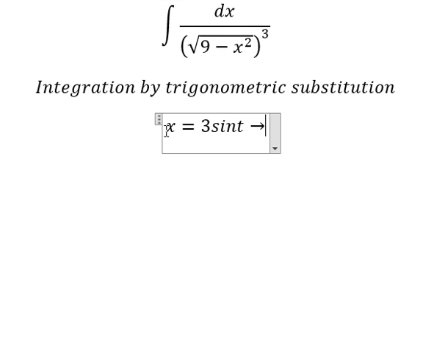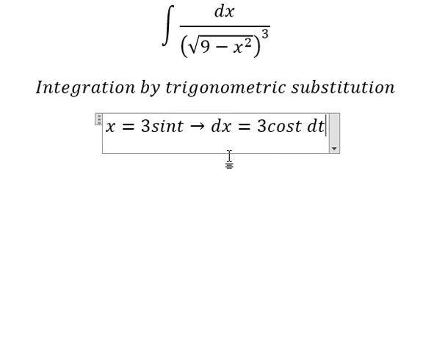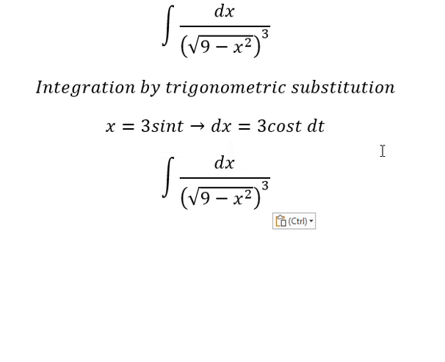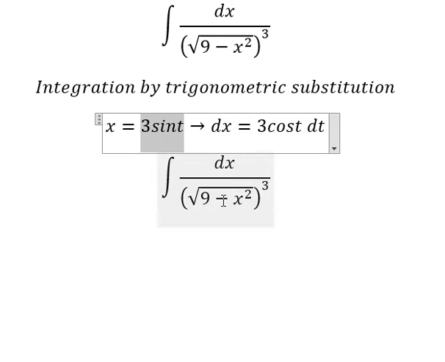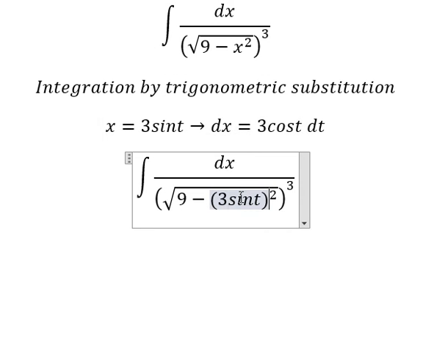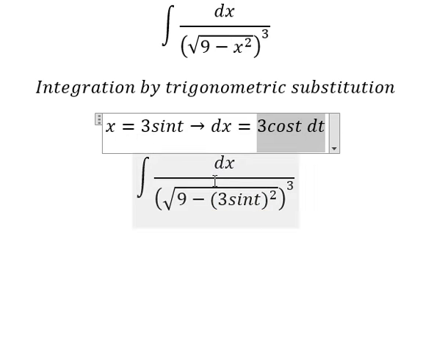Next, we need to do first the derivative for both sides, and we have 3 cosine t dt. So this one I will put in here. The s we change by this one.